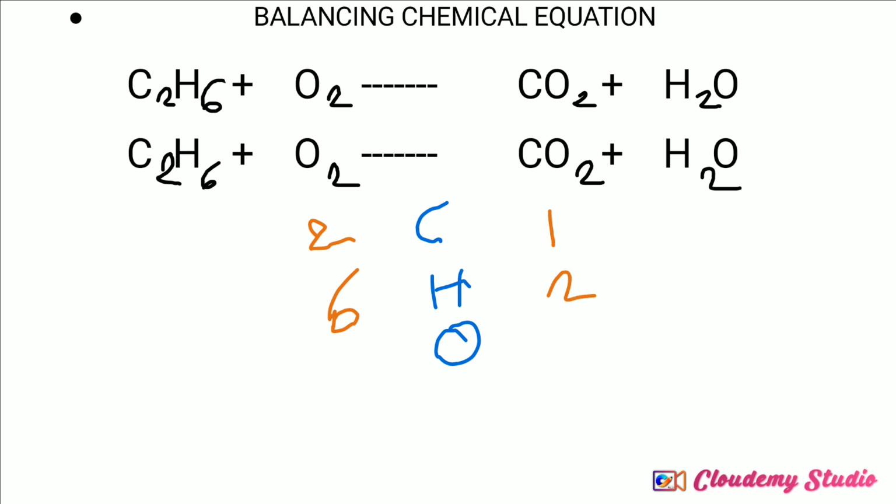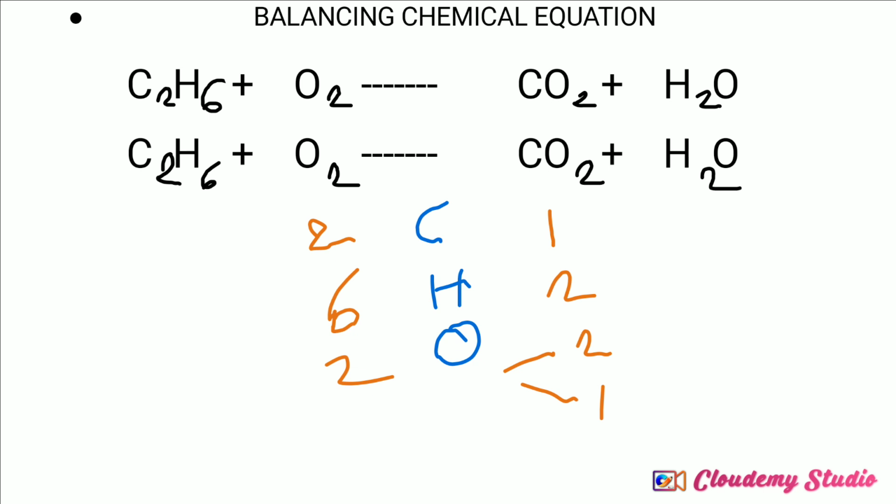Oxygen at the left hand side 2 times, and oxygen at the right hand side is present at 2 different places. At one place 2, in carbon dioxide 2 times, in water 1 time. So the total together it is 3. That's an odd number. Therefore, we need to separate it. That is at one place 2, another place 1.